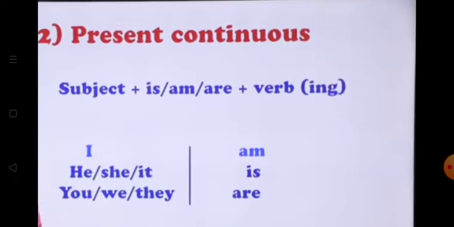The next is present continuous tense. So the rule for present continuous tense: subject plus is, am, or are, and first form of verb, and we add "ing" to it. How do we get to know where we use is, am, or are? It's very simple. With I, we use am. With he, she, it, we use is. With you, we, they, we use are.